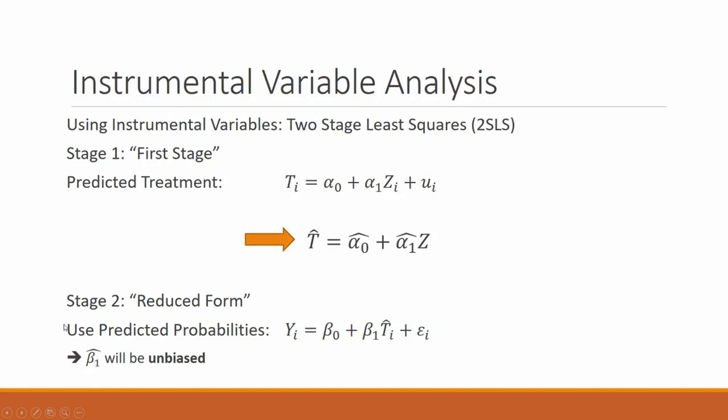Okay, stage 2 is called the reduced form. What we do is we take, instead of running a regression of Y on T, that would be our naive model, right? That would be the model that has endogeneity, omitted variable bias. Instead of doing that, we replace T with T hat. We take T hat and we plug it into the regression instead of T. We use the predicted treatment variable from the first stage. Then we will run this regression, we'll get beta 1 hat, and this will be an unbiased estimate of the treatment effect.